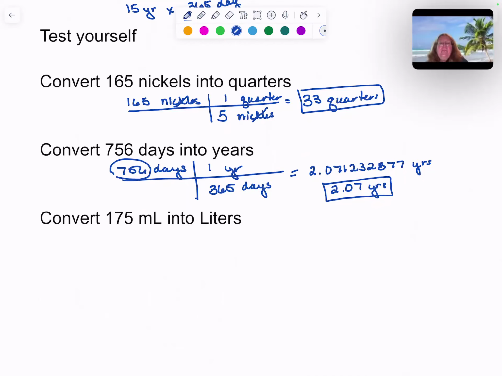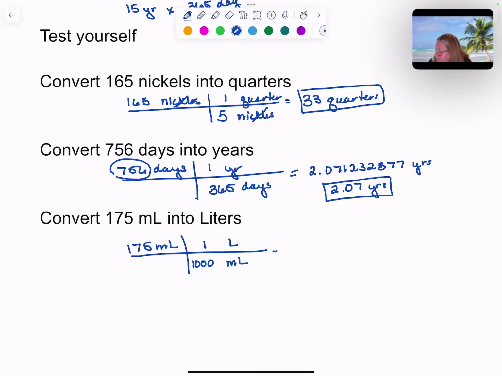Okay, here we're going to do a metric conversion. The nice thing about metric conversions is they always work for significant figures. So we have 175 milliliters. We want to get rid of milliliters, so milliliters goes on the bottom. We want to find liters, so liters goes on top. We know there's 1,000 milliunits in a base unit. And there we go. I hope you got these right.